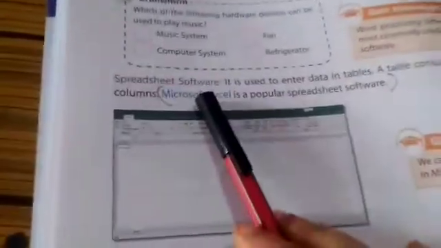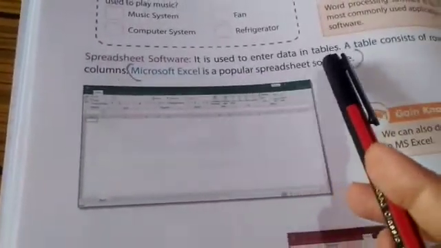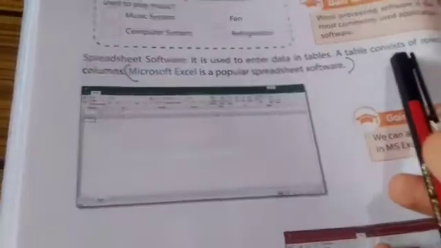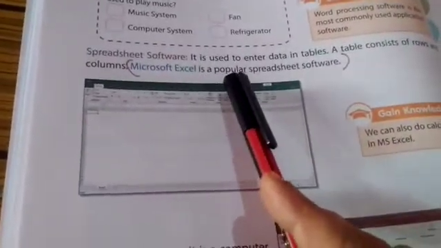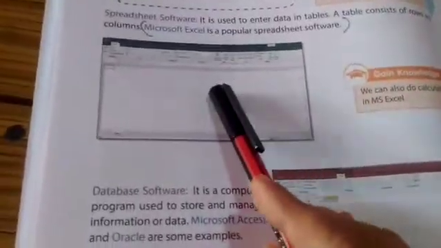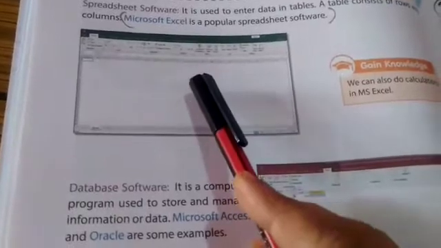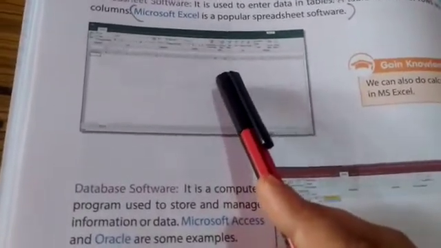Next, turn the page. Spreadsheet software. It is used to enter data in tables. A table consists of rows and columns. Microsoft Excel is a popular spreadsheet software. This is a spreadsheet, this is Microsoft Excel, a popular spreadsheet software.